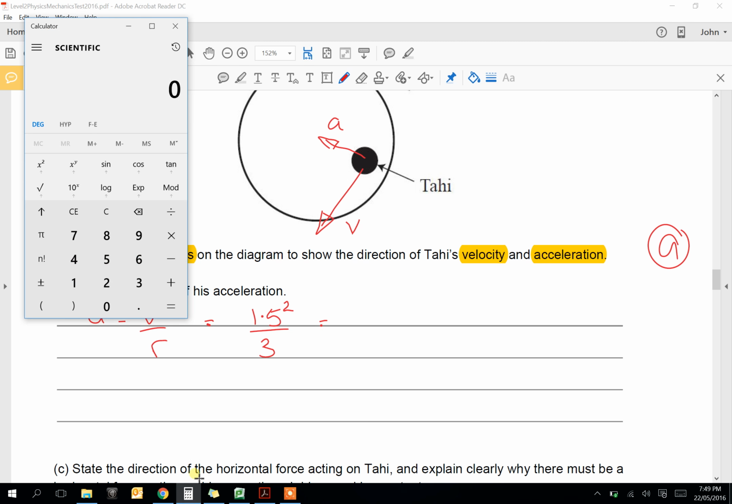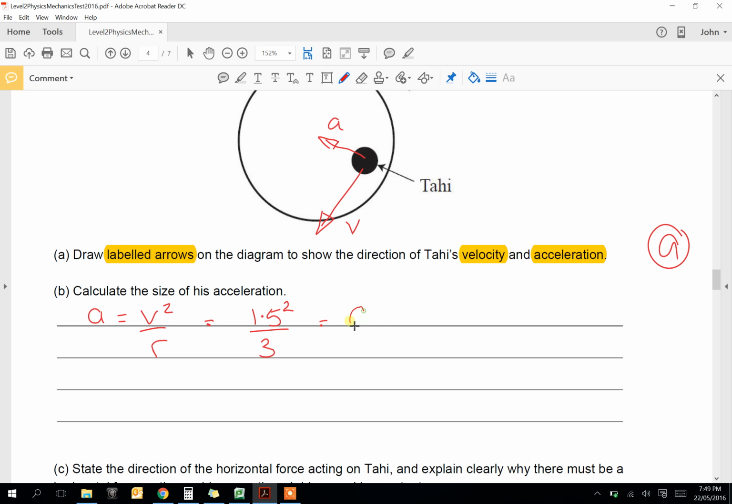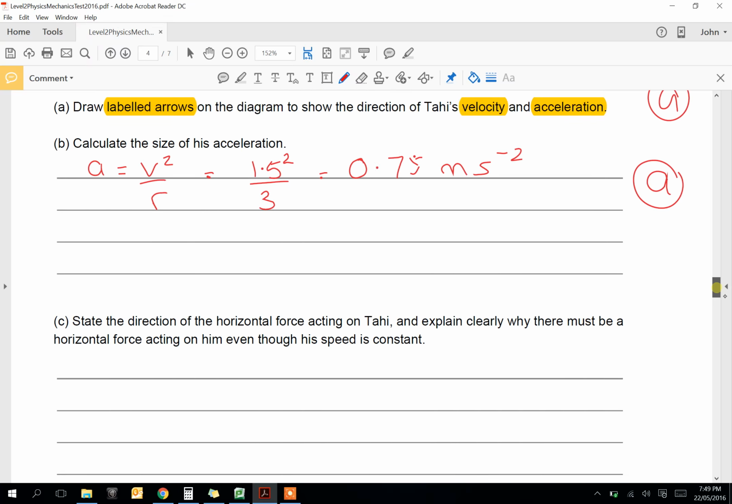So let's put those numbers into my calculator. 1.5, and I need to square that. Divided by 3 equals 0.75 meters per second squared. Straightforward calculation, I hope. The mark will give me an achieved for that.